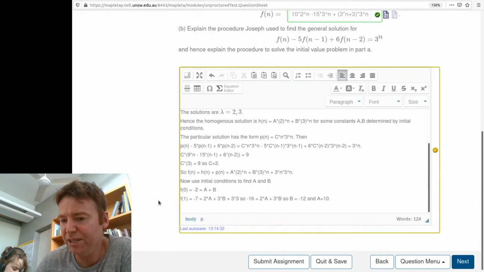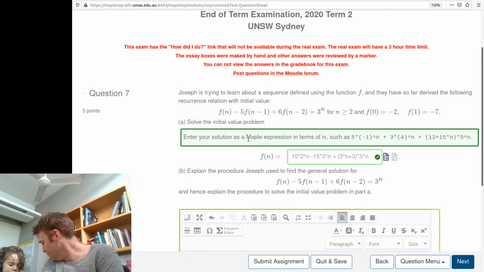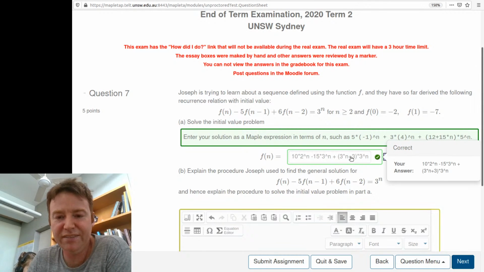I don't think it, Amy, I don't think it needs to be, it shouldn't need to be that way. I think there's something not right with this that makes me feel like this. Yeah, it shouldn't need to be that way, because that's the same thing. I'd say that's a question design problem because it should accept equivalent answers.